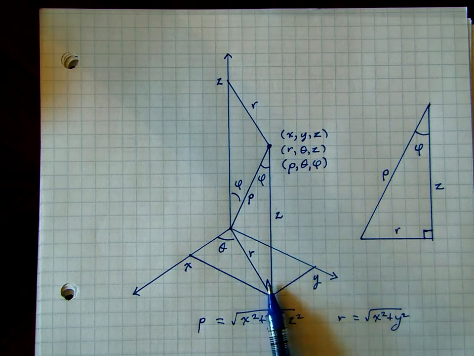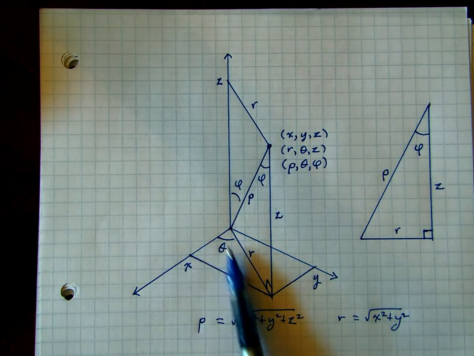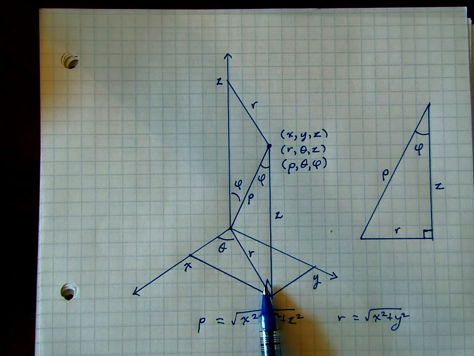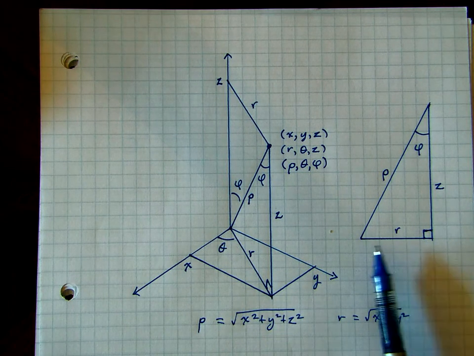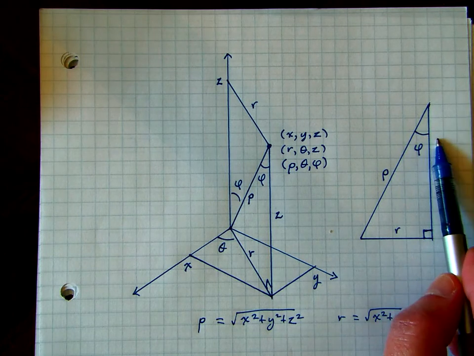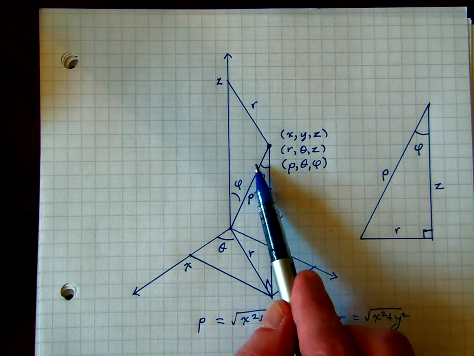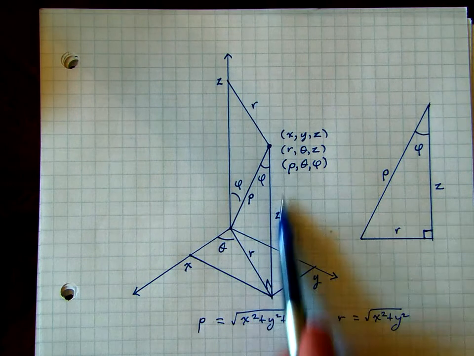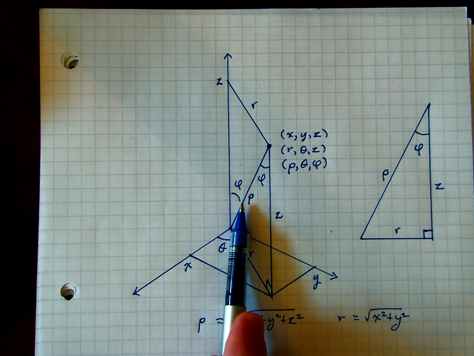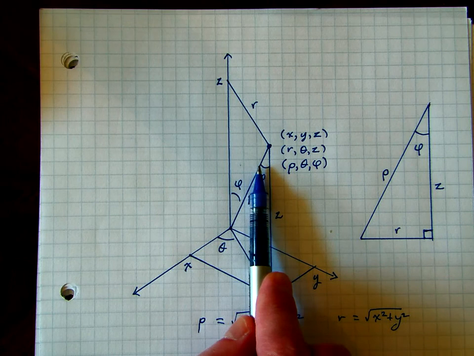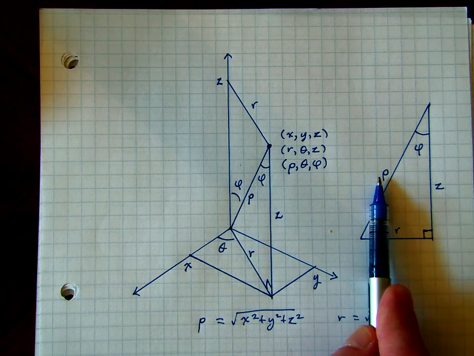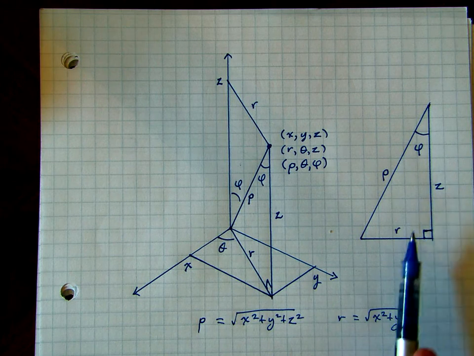A few other fun facts. I've picked out this triangle. Notice this is in the plane and this is vertical, so this is a right angle. Here's r, here's z, and this is phi because of opposite interior angles. These are parallel lines, this is a transversal, so your angle phi is equal to this opposite interior angle, also phi. Here's rho, here's z, here's r.